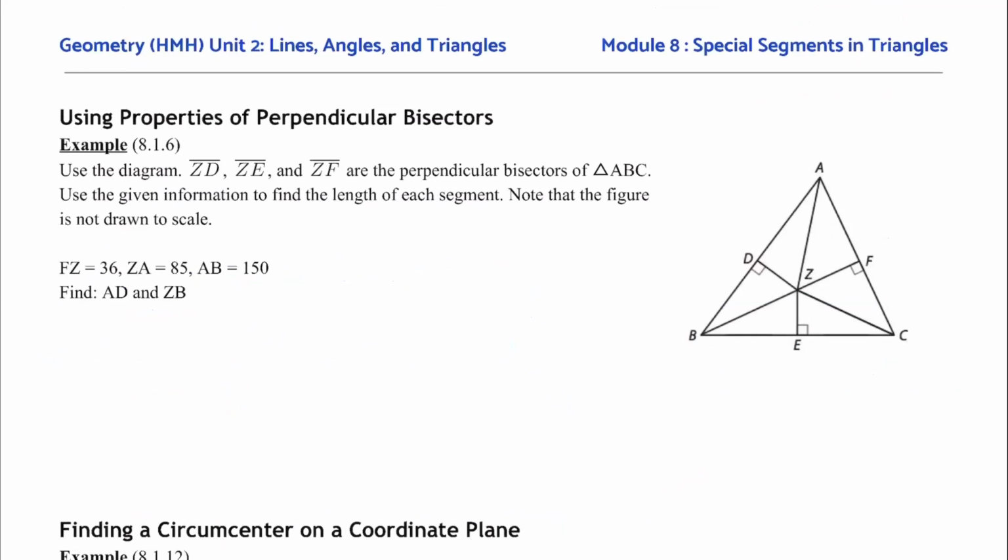Using the property of the perpendicular bisector, using this diagram, we have ZD, ZE, and ZF as perpendicular bisectors of triangle ABC. Using the given information, find the length of each segment, and note that the figure is not drawn to scale. Okay.